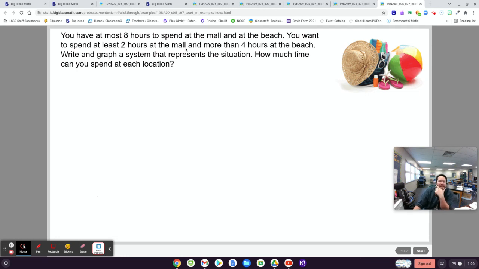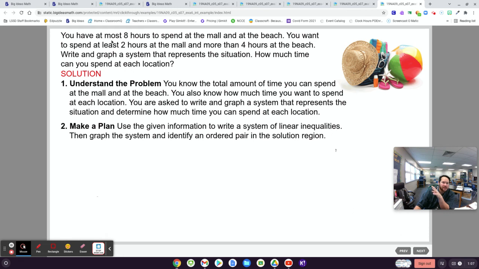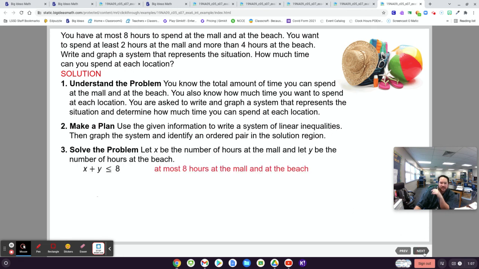So if you have at most 8 hours to spend at the mall and at the beach, and you want to spend at least 2 hours at the mall and more than 4 hours at the beach, this will be actually a system, quite a complicated system. So if it's at most 8 hours, x plus y has to be less than or equal to 8. And then let's say x is the number of hours at the mall, and it says you're going to spend at least 2 hours at the mall. Therefore, x has to be greater than or equal to 2. If you're going to spend more than 4 hours at the beach, that means that y has to be greater than 4, because it can't equal 4, just more than.